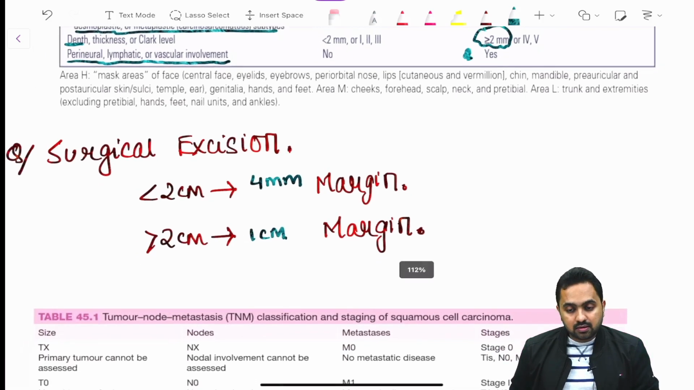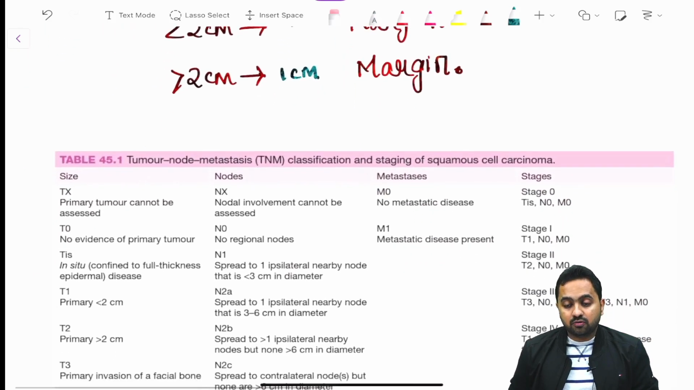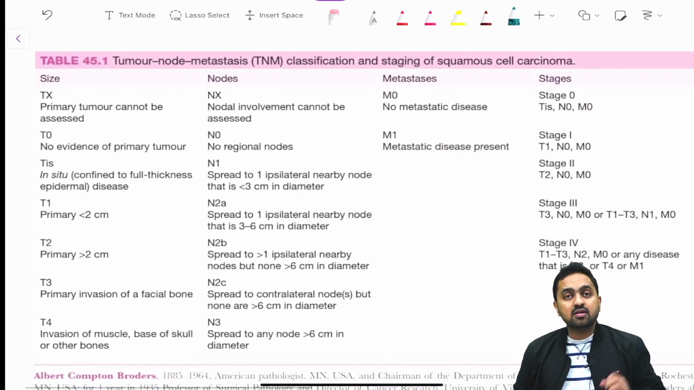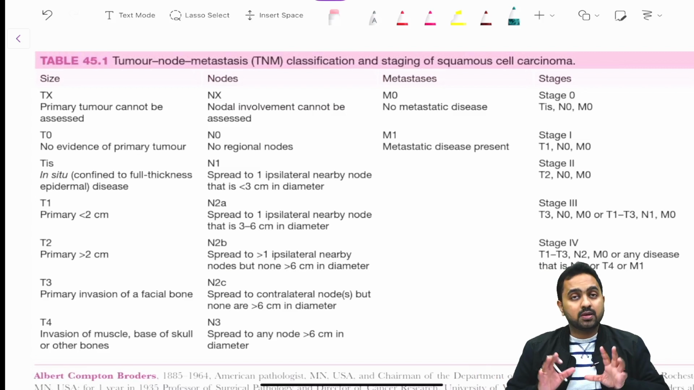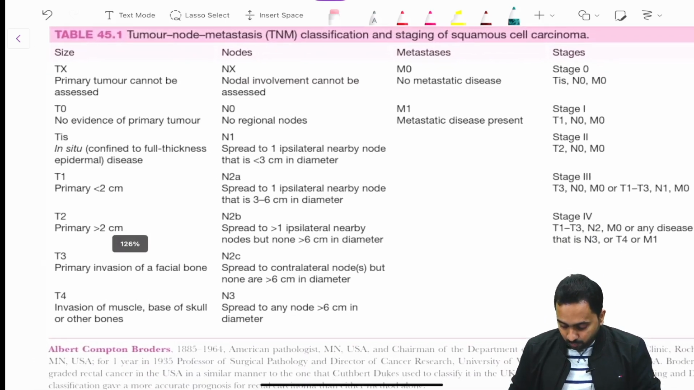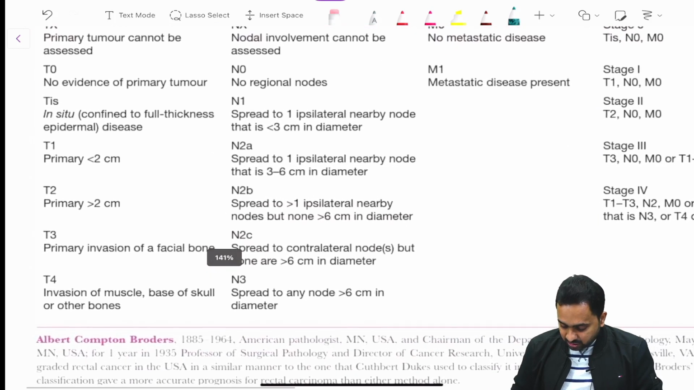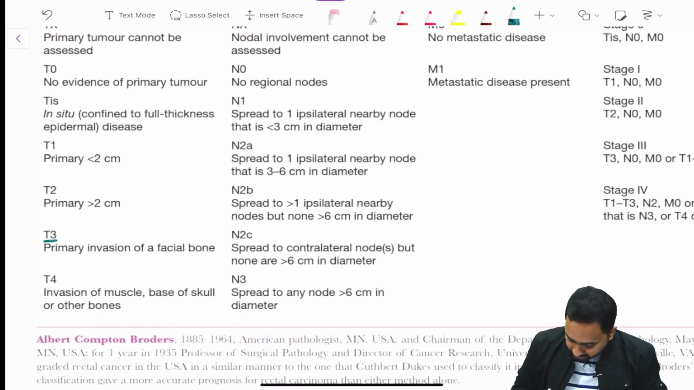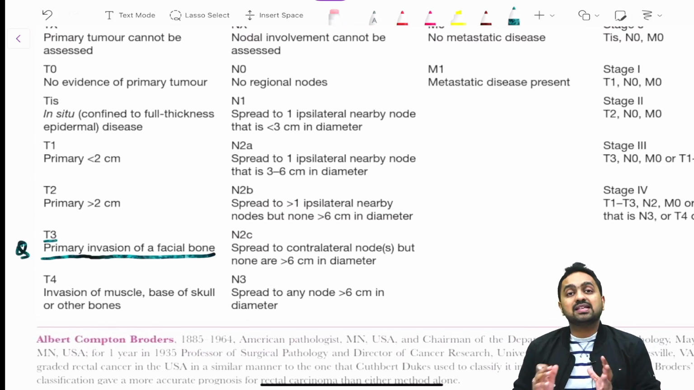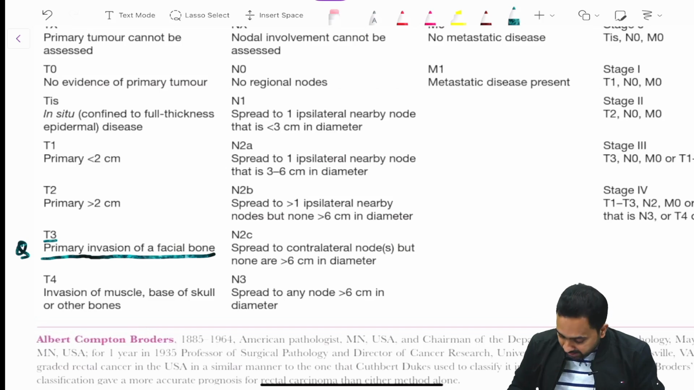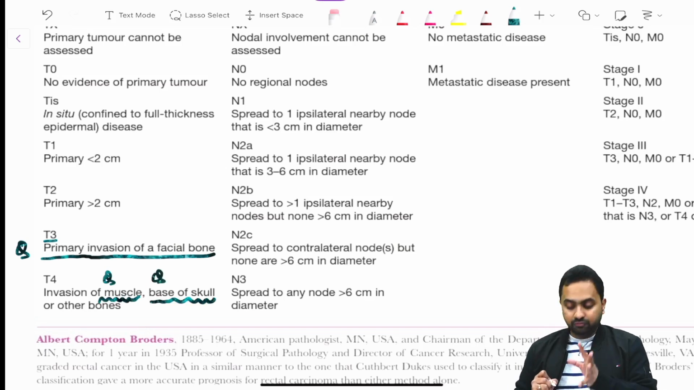Now this is the TNM classification of your squamous cell carcinoma. Since it's given in your Bailey and Love, we are discussing it over here. So please just pay heed to some important points. For the T staging, T1 is less than 2 centimeter, T2 is more than 2 centimeter, T3 is primary invasion of your facial bone, and when the base of skull or a muscle is involved, that is your T4.